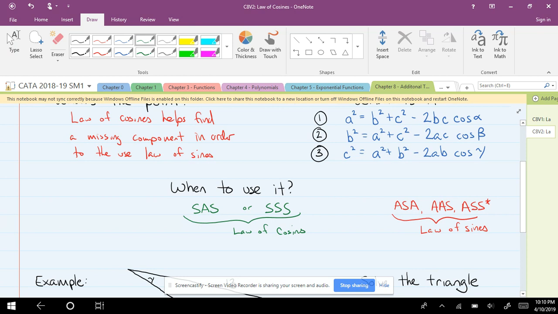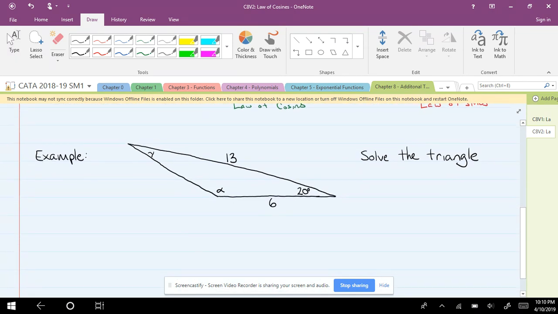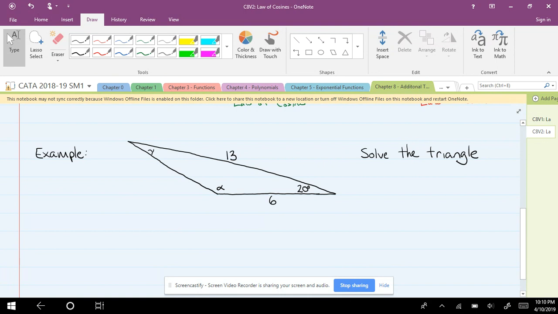So let's take a look at an example here. We want to solve this triangle. You'll notice that the two missing angles, I've already taken the liberty of labeling them as alpha and gamma. And that's helpful because the 13 would then be A, and the 6 would be C, meaning that the 20-degree angle is beta, and we need the B side. Well, this triangle is set up as side angle side, a perfect candidate for law of cosines.